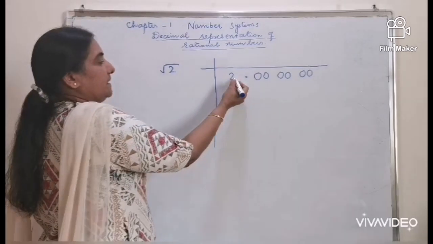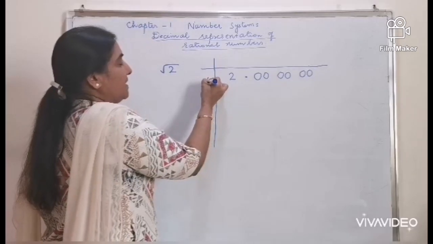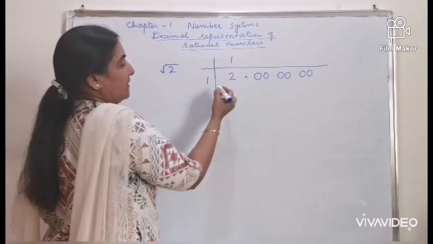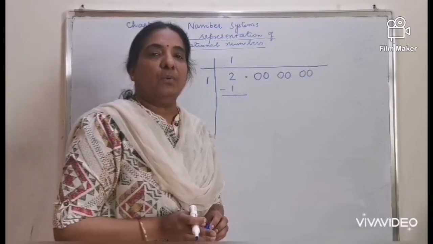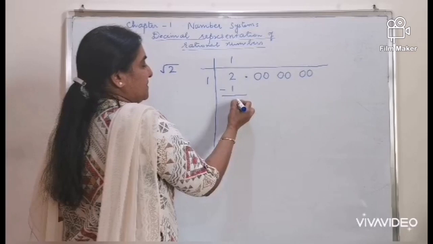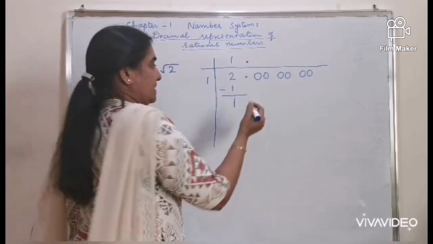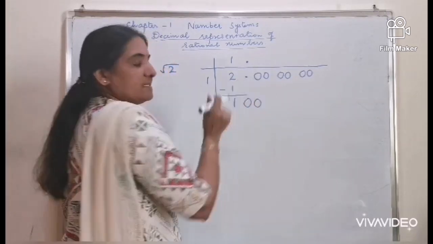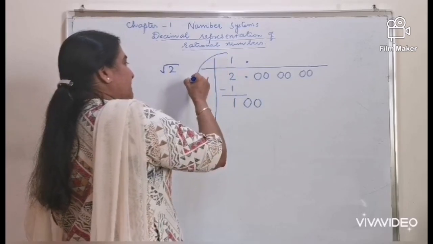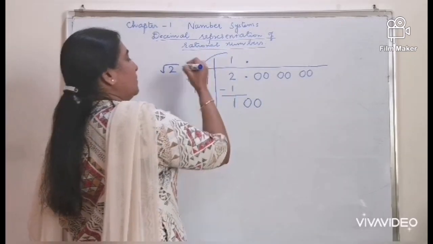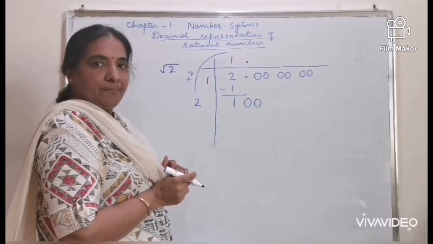The first concept is, what is a perfect square close to 2? It is 1, since 1 square is equal to 1. The subtraction gives you 1. Put the decimal here. The difference in square root is that you will bring down 2 digits at a time. The next step is, what is the double of the quotient you have got here? 1 into 2 is 2.